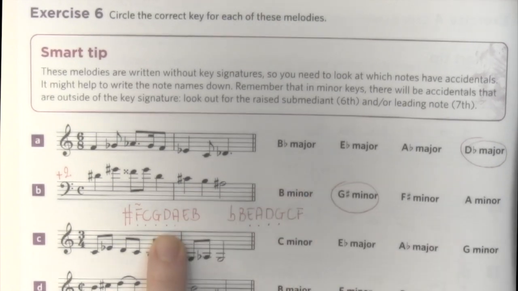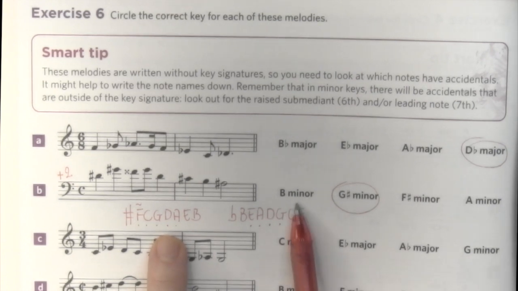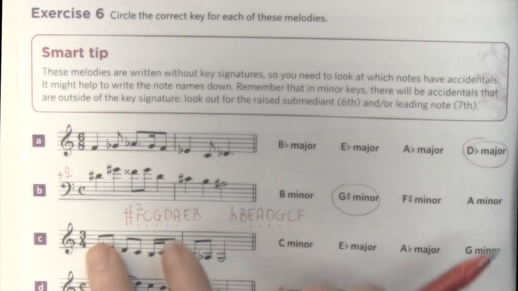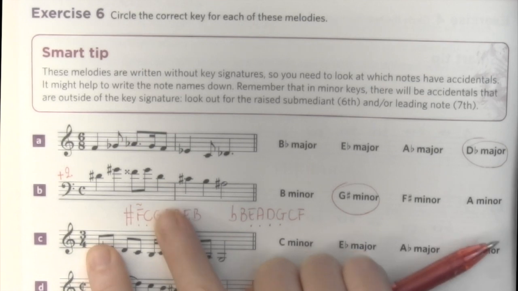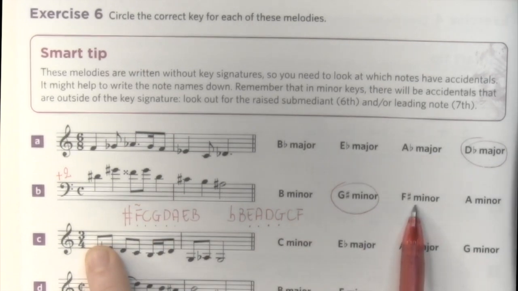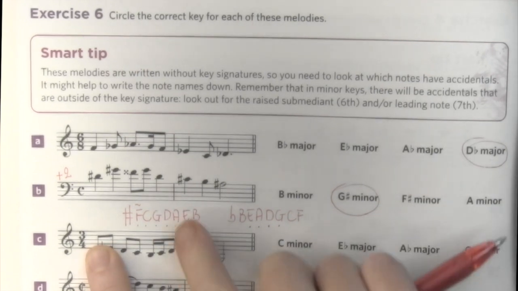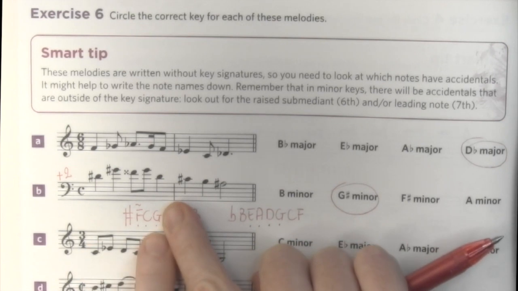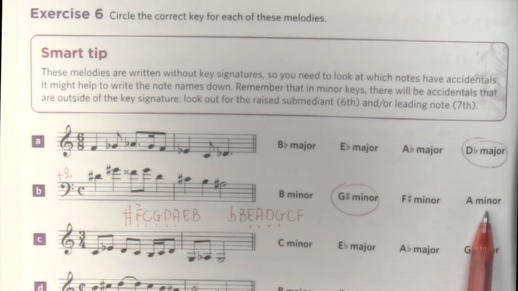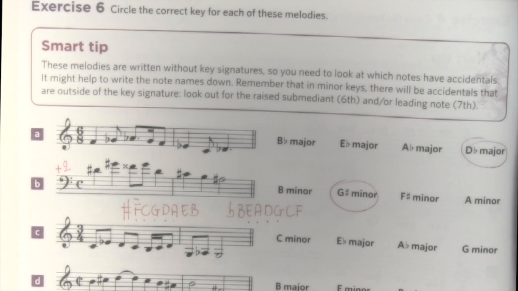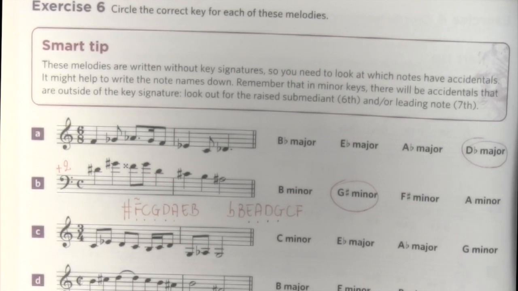And this is the only answer. B minor is the relative minor of D major that has only 2 sharps. F sharp minor is the relative minor of A major, which has just 3 sharps, and A minor has no sharps, no flats. So that's the only possible answer.